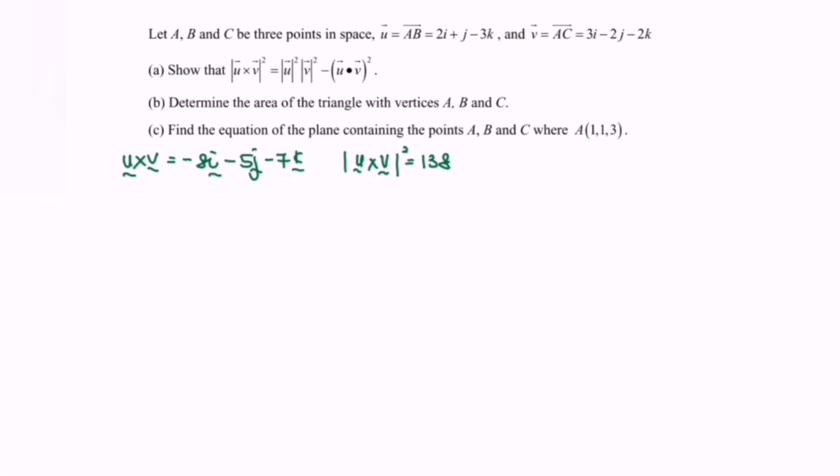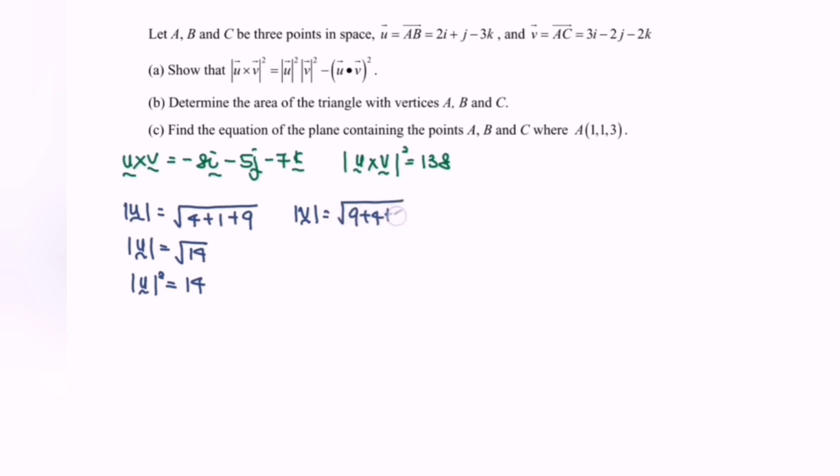Next is to focus on the right hand side, where we have to determine the magnitude of vector u, where we have square root of 4 plus 1 plus 9. So the magnitude for the vector u will be square root of 14. Then the magnitude for the vector u squared, we will have 14. Next, the magnitude for the vector v, we have square root of 9 plus 4 plus 4. So the magnitude for the vector v will be equal to square root of 17. So the magnitude for vector v squared is equal to 17.